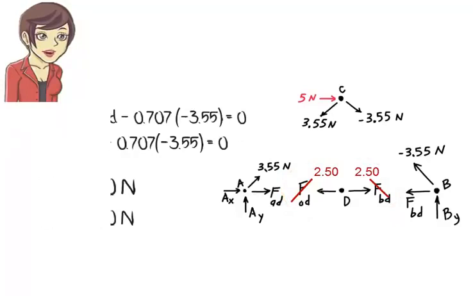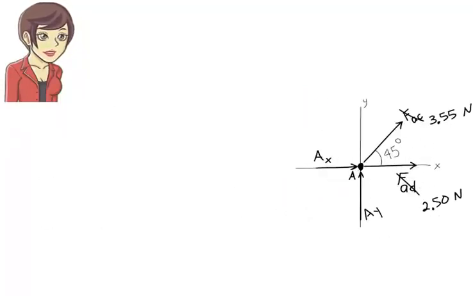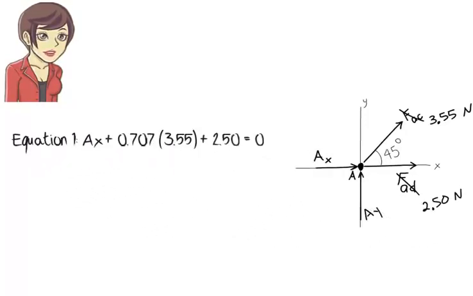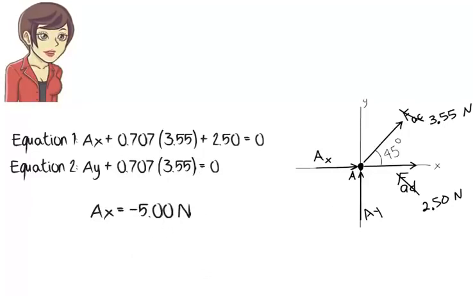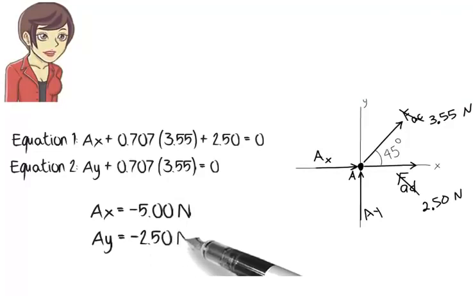The remaining joint, joint A, now looks like this. There are only 2 unknown forces remaining, AX and AY. They can be determined using equations 1 and 2. AX equals negative 5 newtons. AY equals negative 2.5 newtons. The negative sign for some of the calculated values means that the assumed direction for the force is incorrect. More specifically, we assumed AY to be upward. In reality, it is a downward force.